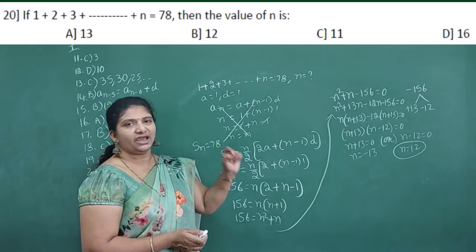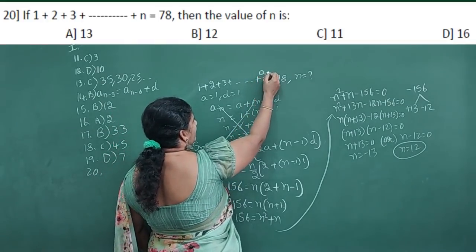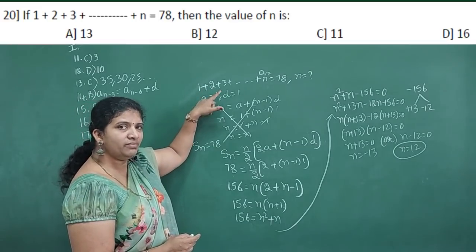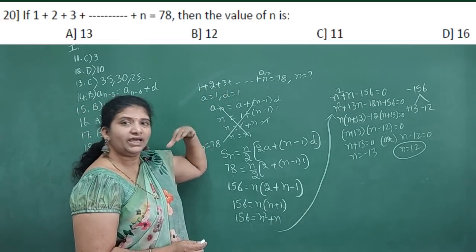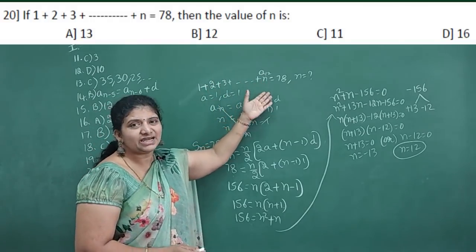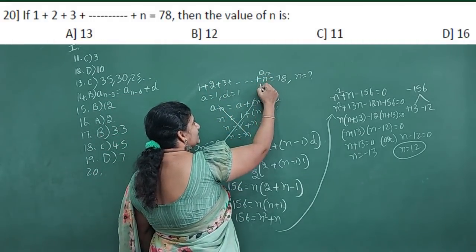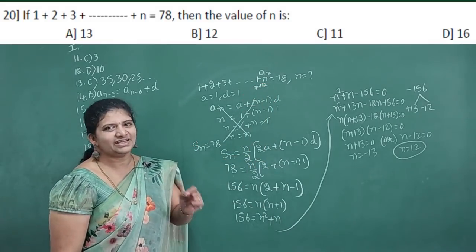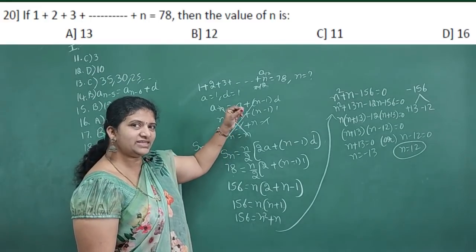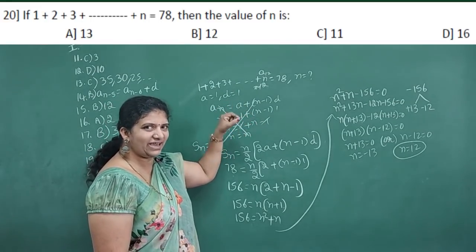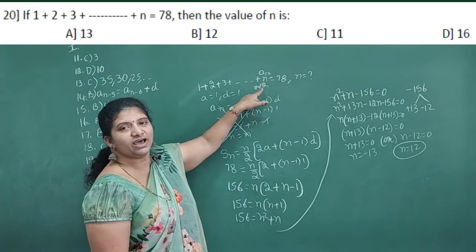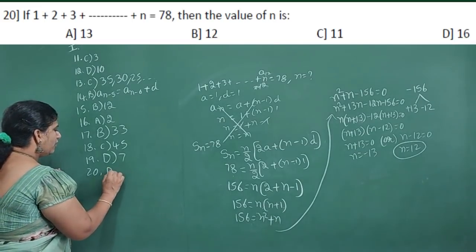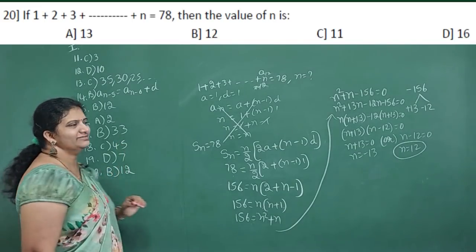12th term is n, but I need the n value. Right? So observe here carefully. First term, A1 is 1. Second term, A2 is 2. Third term, A3 is 3. So the 12th term, A12, is 12. N is equal to 12. Find n is your question. 12th term value is 12. 11th term value is 11. So therefore, n value is 12. Check for the option. It is your option B. Option B, 12 is the answer.